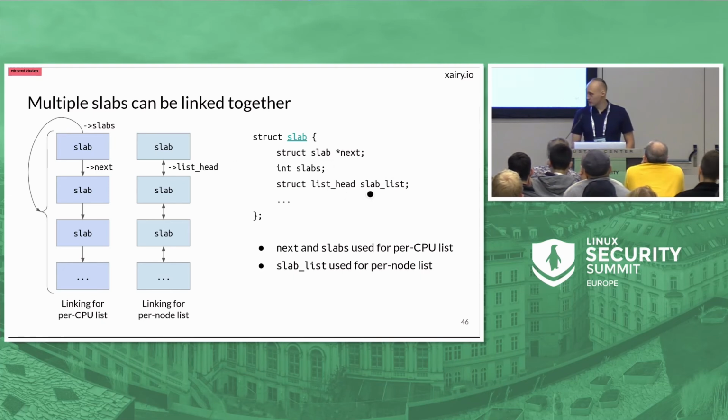And then they also use the doubly linked list. This is used for per node slabs. And here we just have a list head structure, so multiple slabs can be linked on a doubly linked list via this list head. Two different ways multiple slabs can be linked.